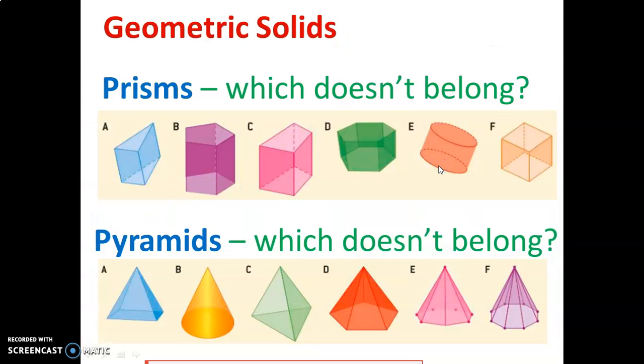Okay, to classify, solids come in two main types: prisms, which look like this, and pyramids, which look like this. But in each of these, one doesn't belong. Which one is it in this row? This one here. It has rounded faces, whereas the rest are all polygons. How about in this row? This one. Again, it has a rounded face. That's different than all the other ones, which have angles and polygon faces.